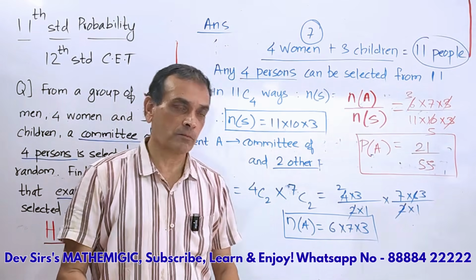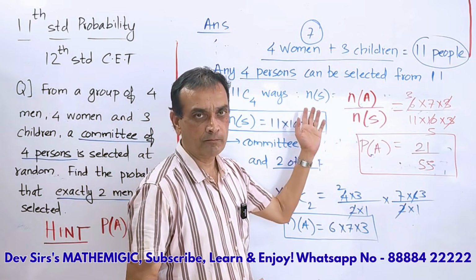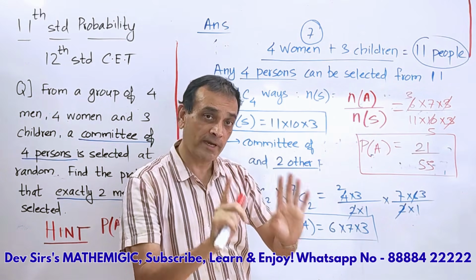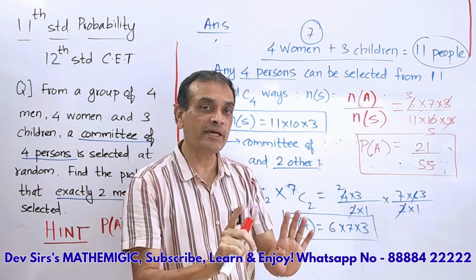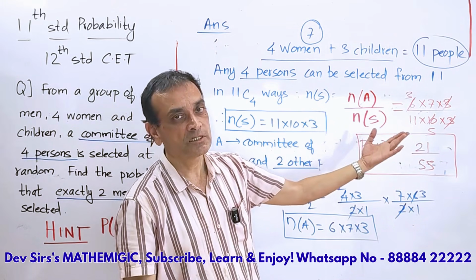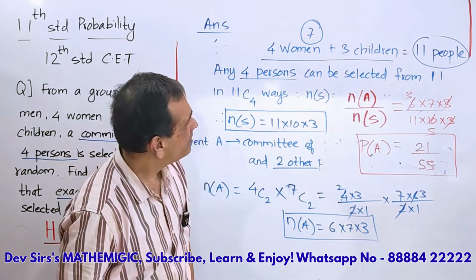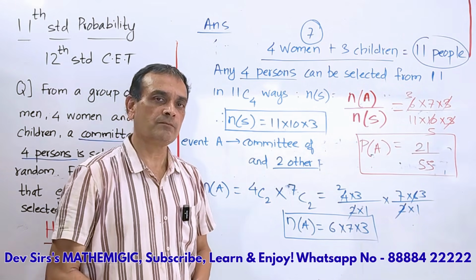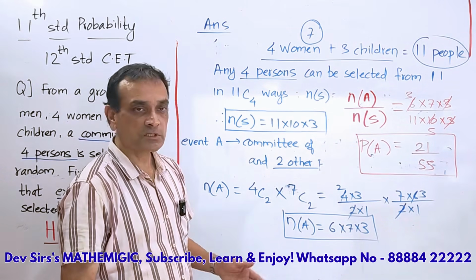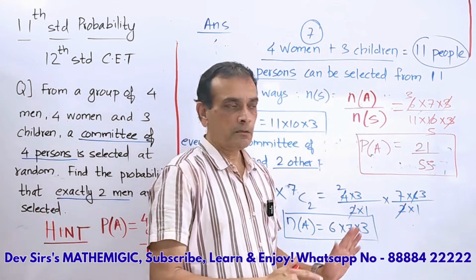The probability that the group of 4 contains exactly 2 men. More than 2 men are not wanted, therefore the remaining two were selected from the 7. Followed? An interesting sum was asked. So this was the session for probability.